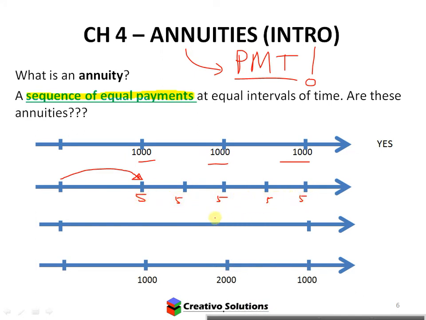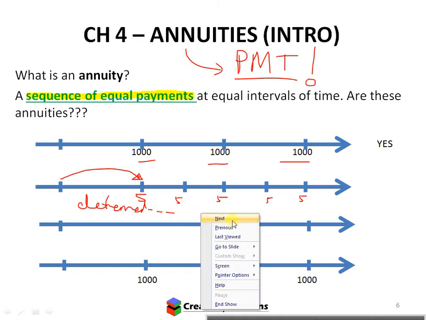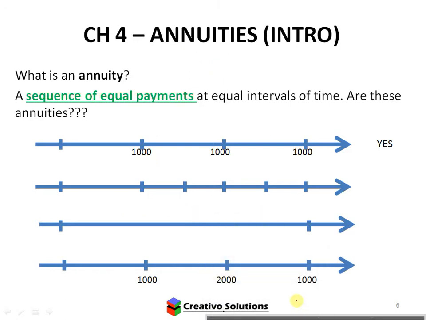No. It would be, but it would be a deferred annuity. Deferred means it's starting later. So the question is equal payments at equal intervals of time. If you put the 5 at the first interval, and then 5 at the second point, and so on, would it still be an annuity even though it's not equal points of time? No, it must be equal points.